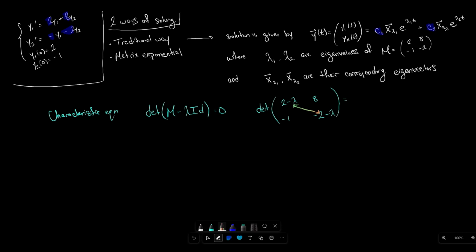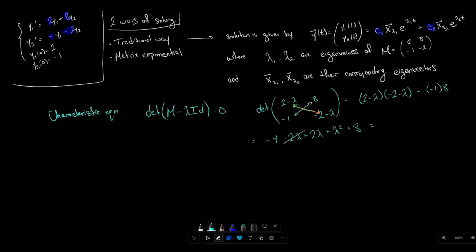It's AD minus BC. And so we end up with 2 minus lambda, negative 2 minus lambda. That's the A and the D, or the downward diagonal, minus the multiplication of the upward diagonal, negative 1 times 8. We end up with, if I FOIL, negative 4. Outside gives me minus 2 lambda. The inside gives me plus 2 lambda. And the last gives me plus lambda squared. Then I've got plus 8 sitting around.